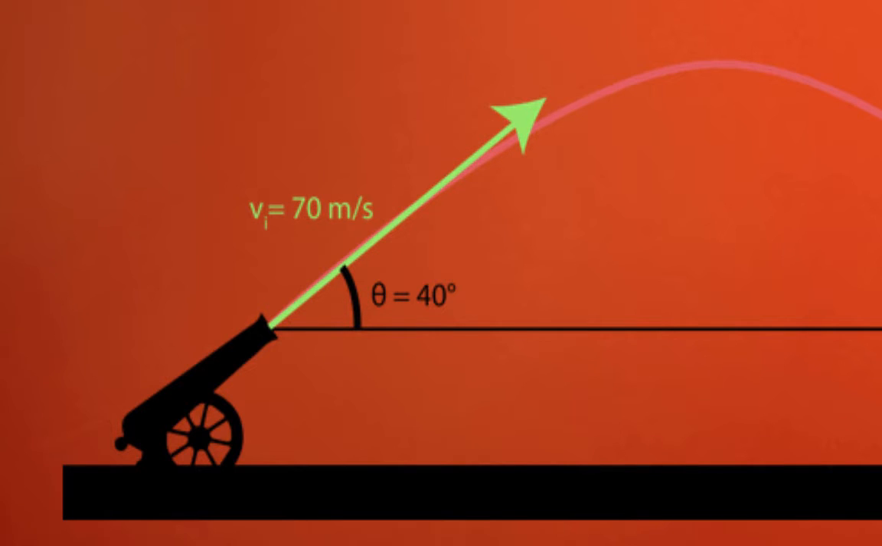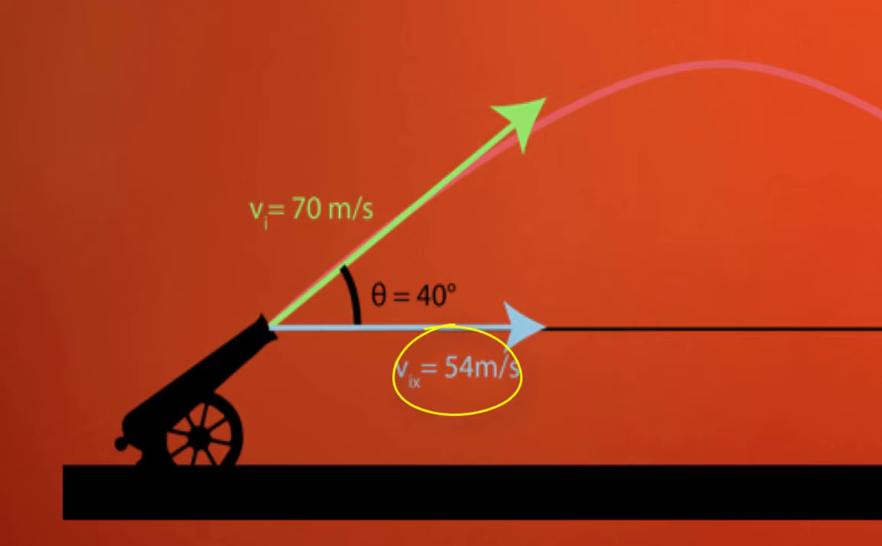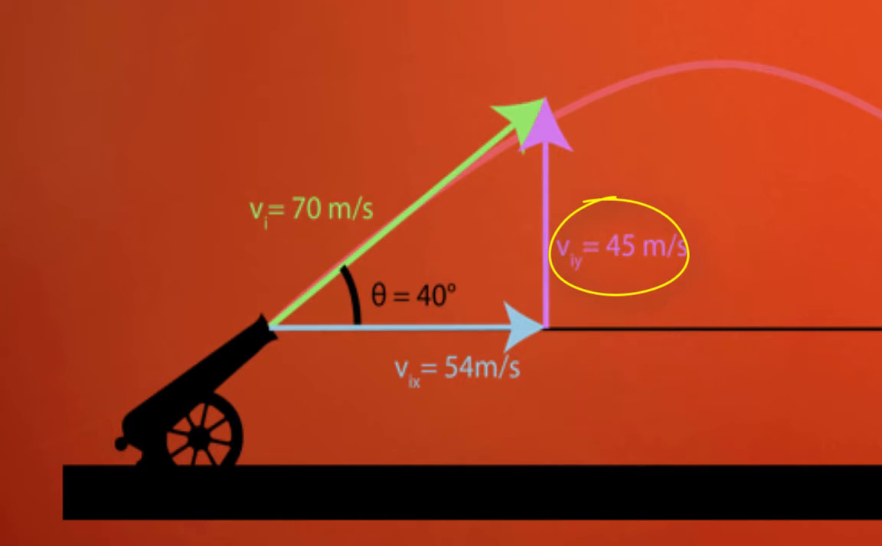Using our trig ratio, specifically cosine, we can determine that the horizontal part of the initial velocity, also known as the horizontal component, is 54 meters per second to the right. We label this v subscript ix, where i stands for initial and x means in the x-axis. Using the sine ratio, the vertical component v subscript iy is 45 meters per second upwards.